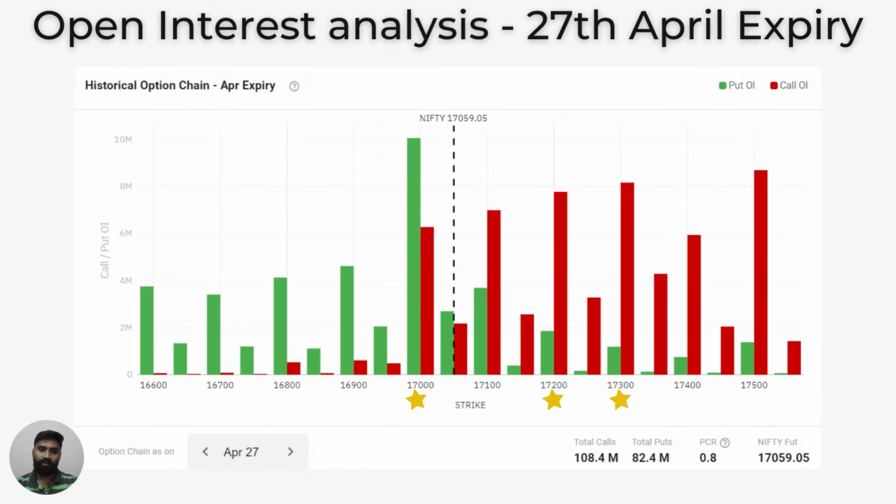Now let's have a look at the PCR first, towards the bottom right of the slide, which is the put to call ratio.